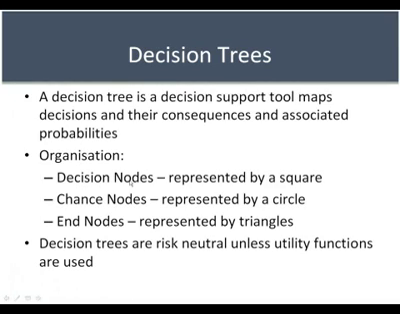So some of those nodes in that decision tree I didn't go into too much: decision nodes, chance nodes, and end nodes. At certain points you have a decision to make, and at certain ones you have a particular chance or probability it's going to be one thing. Decision trees assume you're risk neutral unless you use a utility function, which can actually change your risk attitude on the outcome.